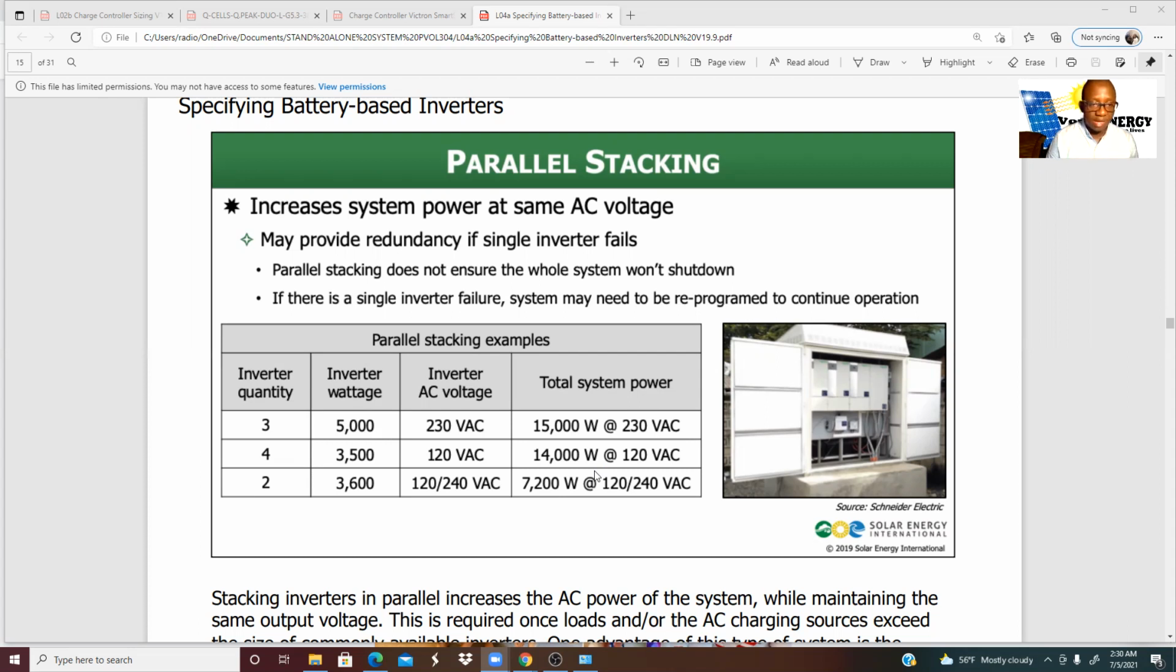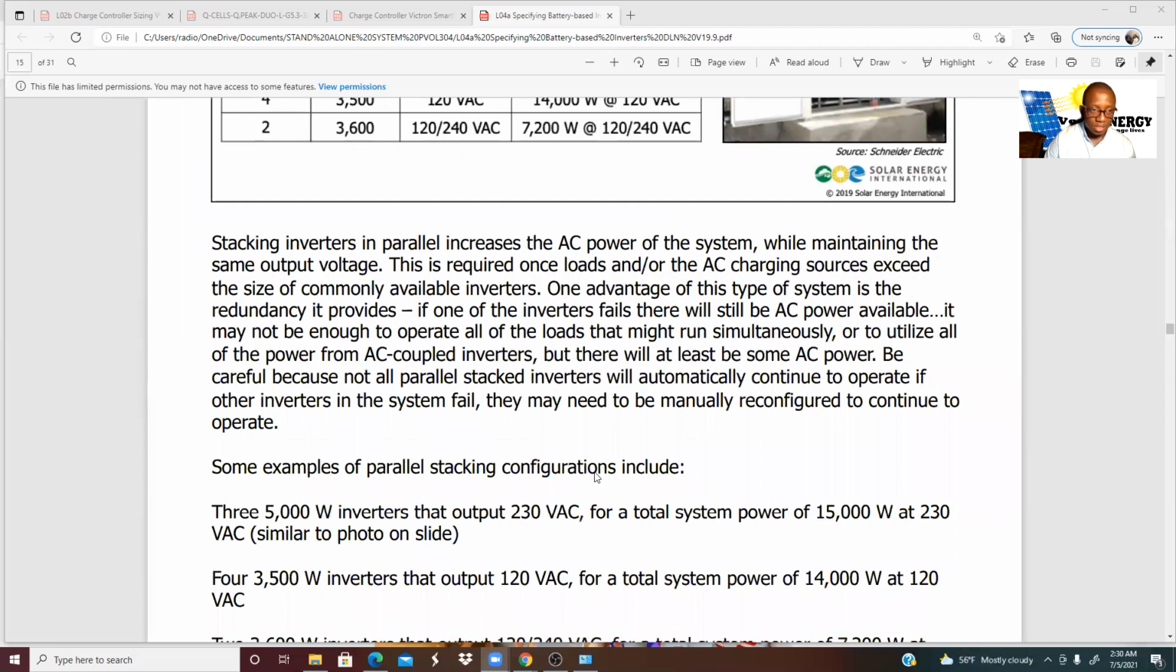Even though we have compounded three inverters in parallel, the volt did not change. The volt did not increase. The volt remained the same. It is the wattage that adds up. Okay? In parallel stacking, stacking inverters in parallel increases the AC power of the system while maintaining the same output voltage.